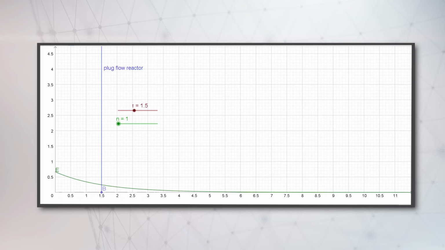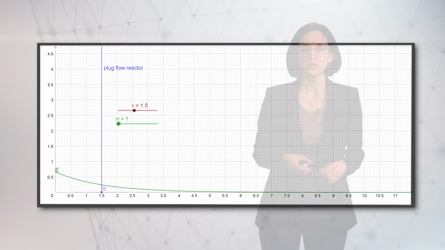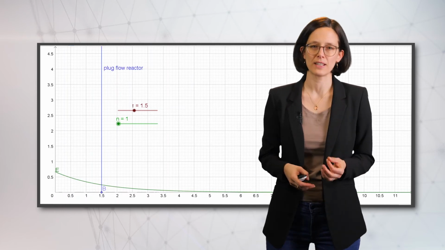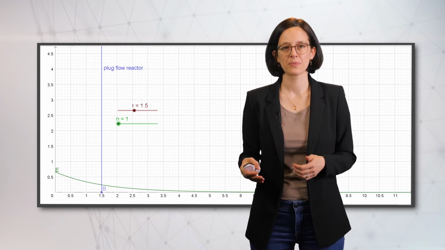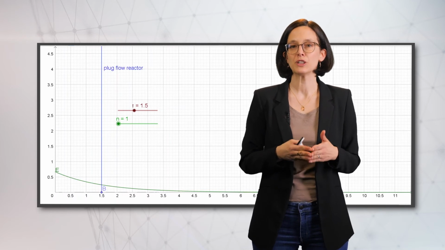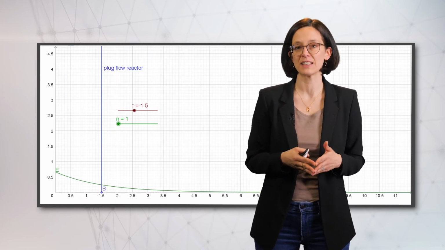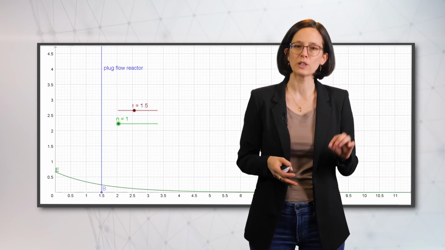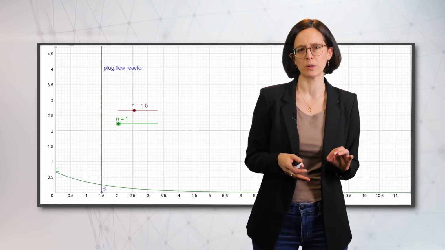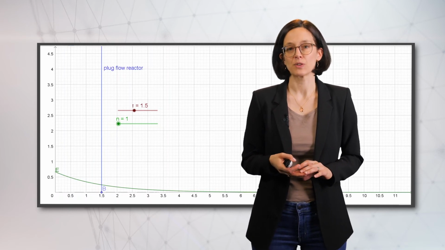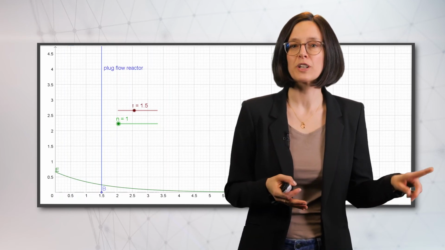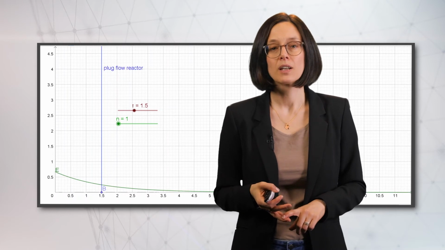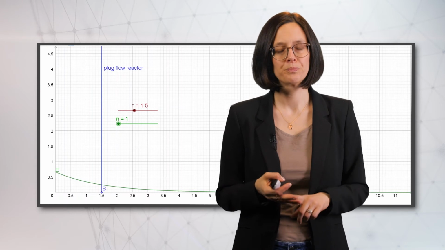What you see here is t on the x-axis and E of t on the y-axis. To begin with, I set the mean residence time tau to 1.5 minutes. And I included the E of t function for the stirred tank cascade in green and the plug flow reactor in blue. We start with only one reactor, so n equals 1. The curve that results from this is the one for the continuous stirred tank, and the plug flow reactor with the same volume and volume flow in blue.